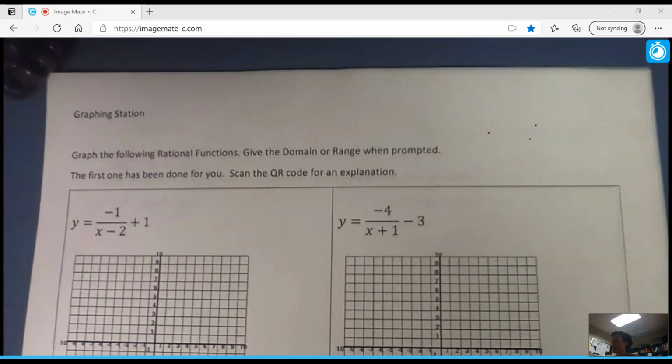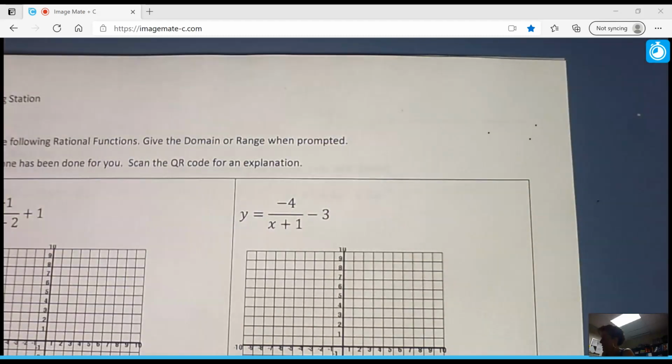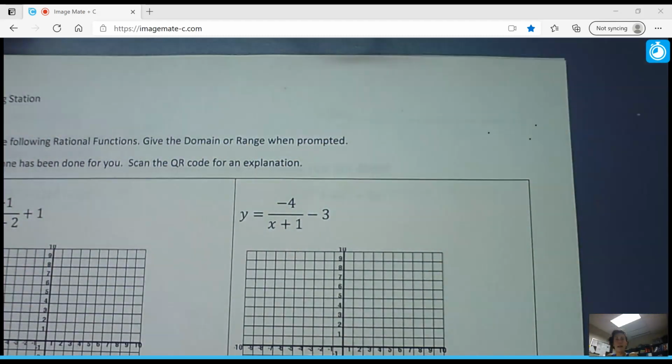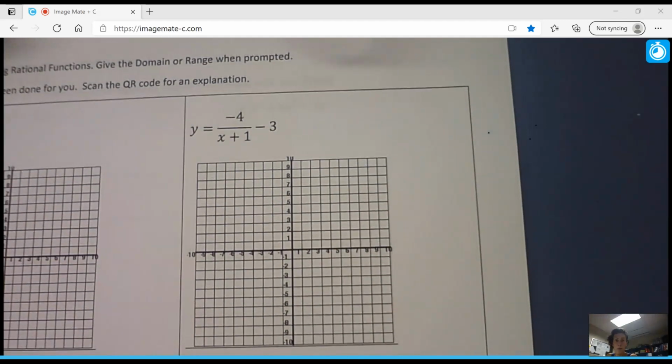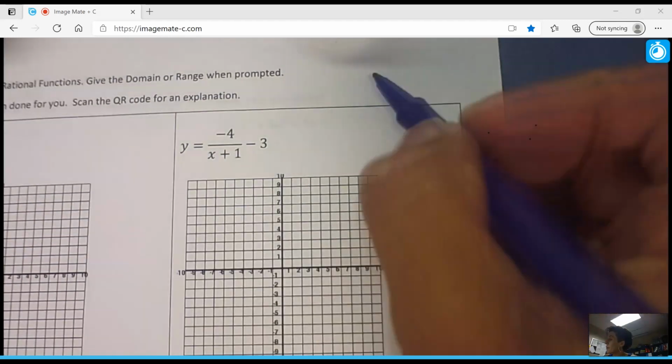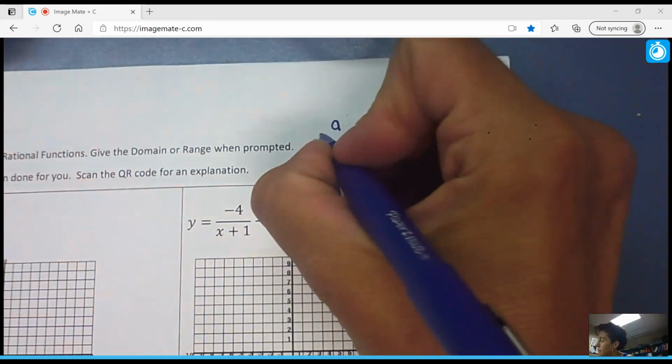All right, this video is going to be for a little graphing assistance if you need it. So I'm just going to pick the problem in the top right and walk through this one and then let you go from there. So first, remember our transformations are all based off of this.